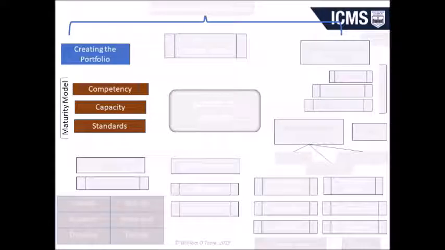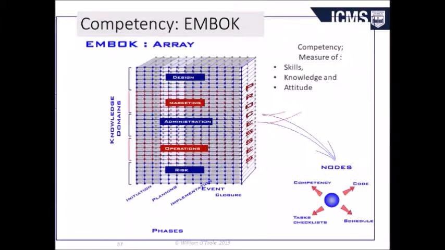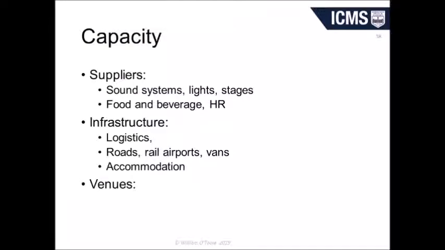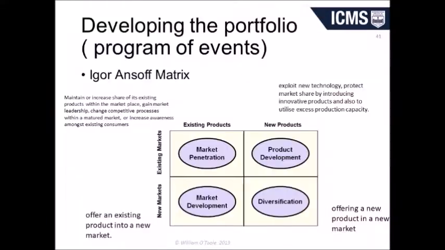So what happens is that a city or a country develops what's called a portfolio of events. It's never one event, it's a whole series of events. It's often called a program. But they've also got to develop the ability of the country to develop events and run them, and that has to do with competency. Then they've got to make sure they've got the venues, etc., and that's called capacity. With that, they must have a legal system that supports the whole thing, and that's the standards that I'll take you through.